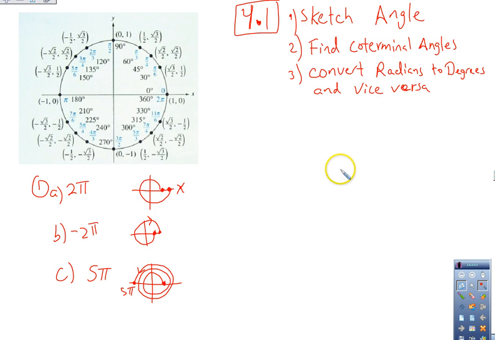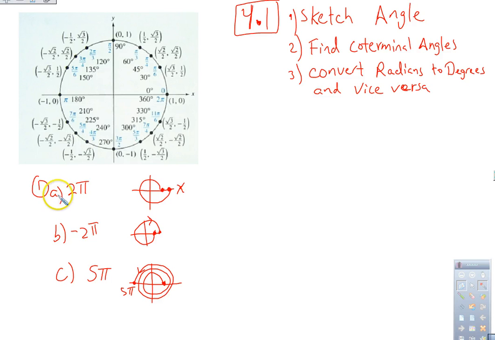In this video, I would like to go over some of the major concepts in section 4.1 of our textbook. The concepts are: number 1, sketching an angle; number 2, finding coterminal angles; and number 3, converting radians to degrees and vice versa. Okay, well, let's start with concept number 1, sketching an angle.